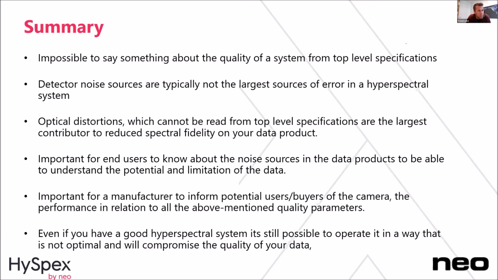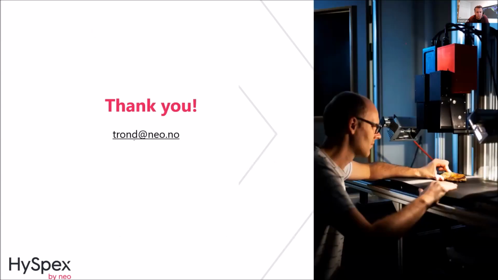And then, of course, that makes it also important for manufacturers. That's why I hope that people will start to use this standard to inform potential users and buyers of the camera about the performance in relation to all the above mentioned quality parameters. So, and at the end for operational, even if you have a very good hyperspectral system, it's still possible to operate it in a way that is not optimal, and it will compromise the quality of your data. Thanks.